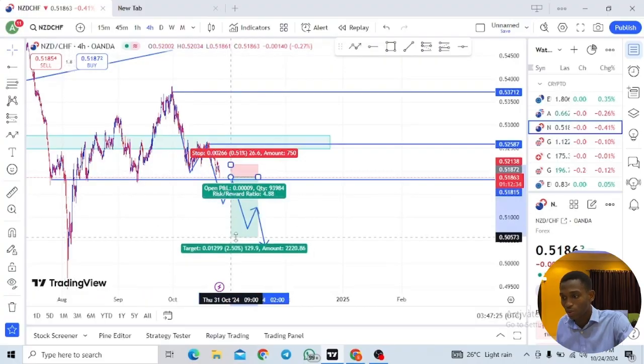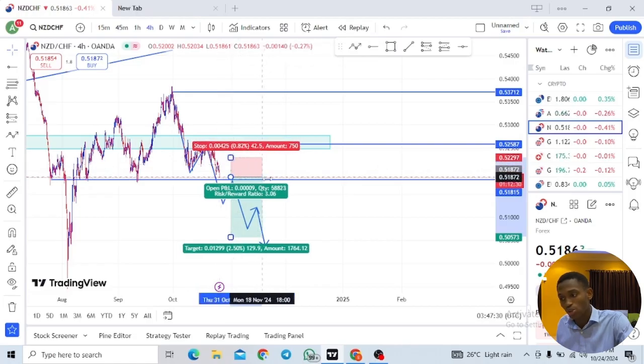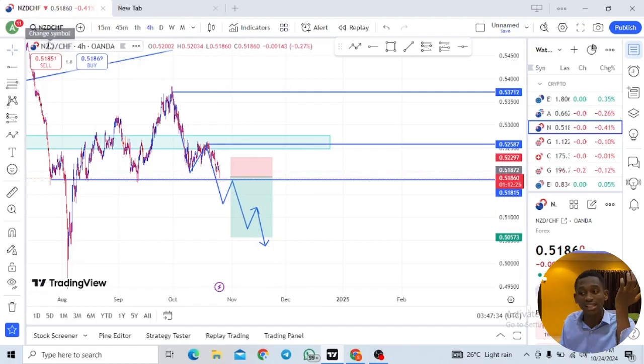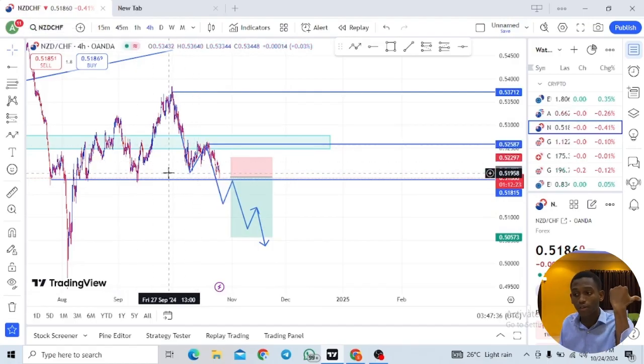So this is a wonderful 1:4 risk to reward. So this is like a 1:3, 1:4 risk to reward. And this is NZD-CHF. So this is what we've seen from NZD-CHF.